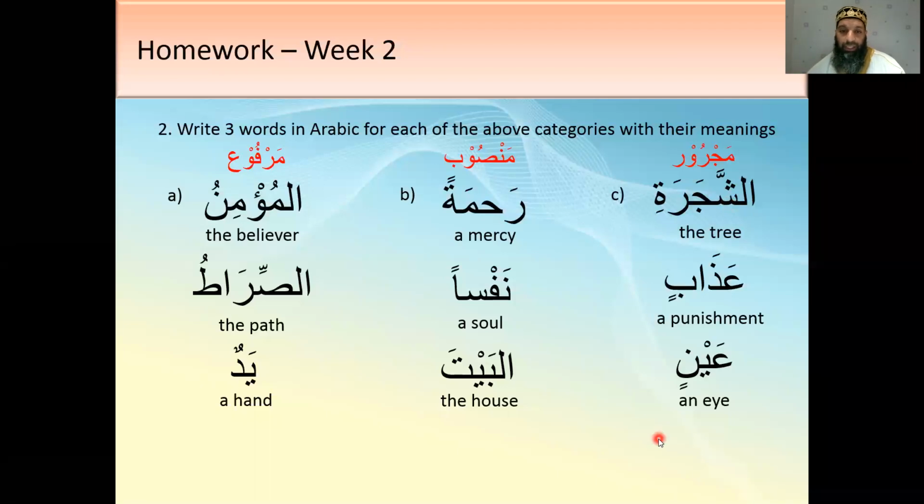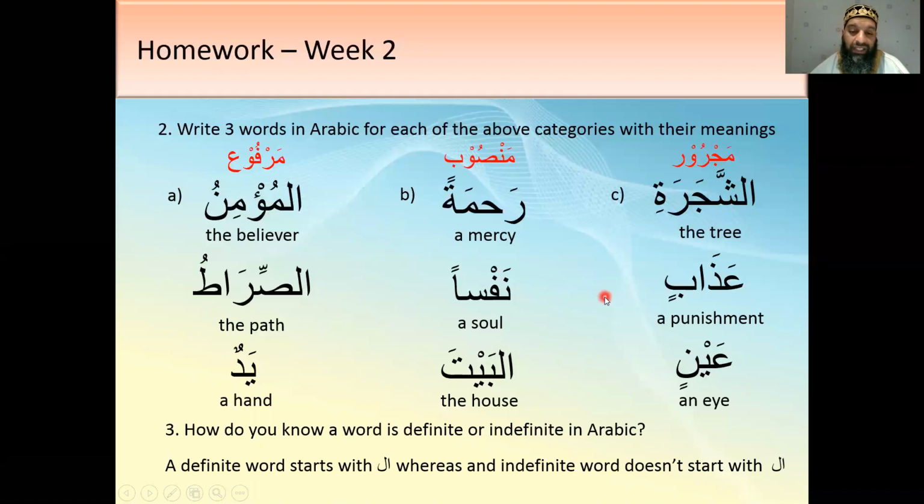Right, okay. Next, how do you know if a word is definite or indefinite in Arabic? The answer was, a definite word starts with al, whereas an indefinite word doesn't start with al. So this one here is a definite word, ash-shajaratu, because it starts with alif lam. This one is an indefinite word because it doesn't start with alif lam. So this one is a mercy, and the alif lam makes it into the mercy. Yes, the alif lam will make it definite. We'll do that later.